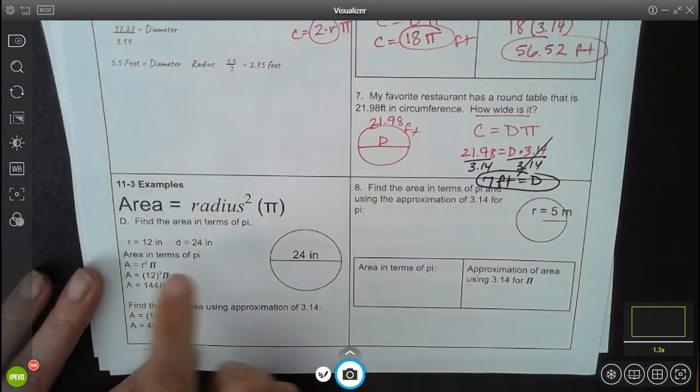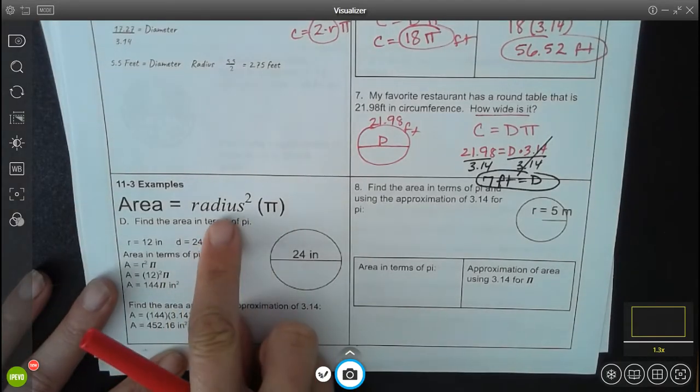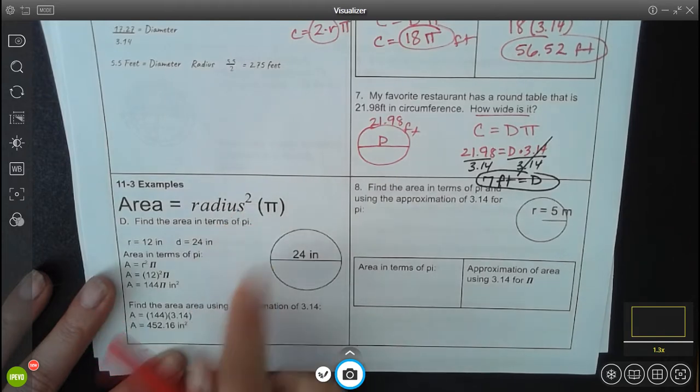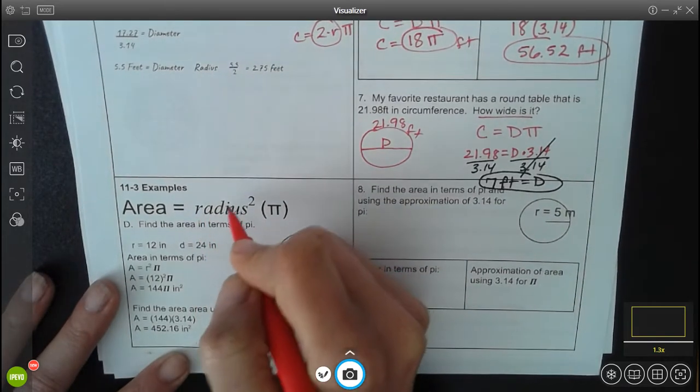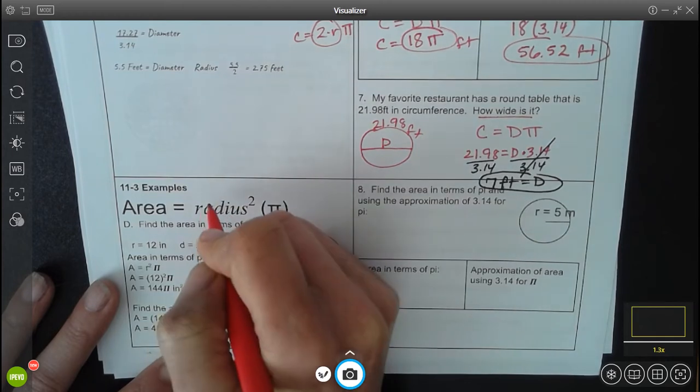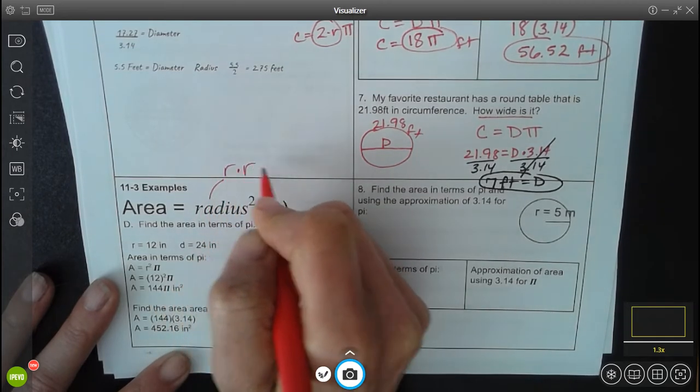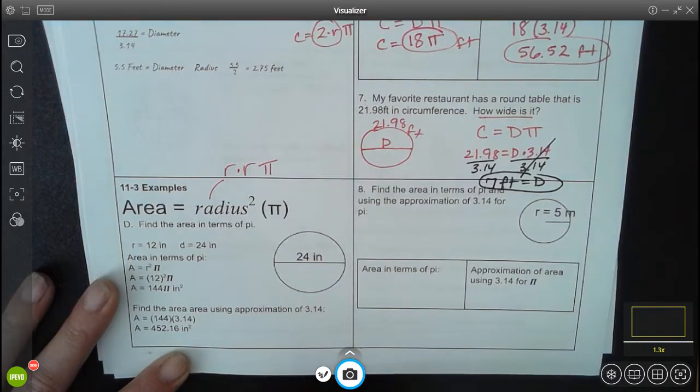Hi, we're going to be finding the area of a circle today. The rule for finding the area of a circle is to take the radius and square it and multiply it by pi. Remember that squaring is not the same thing as doubling. Squaring means radius times radius, times pi.